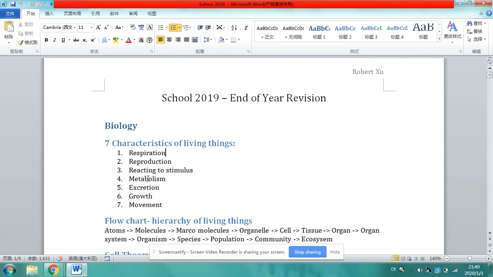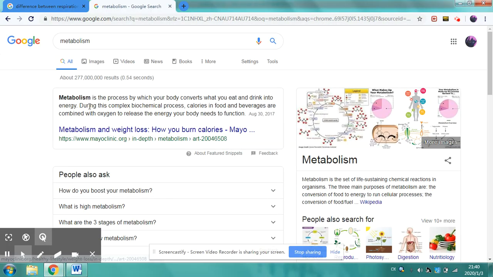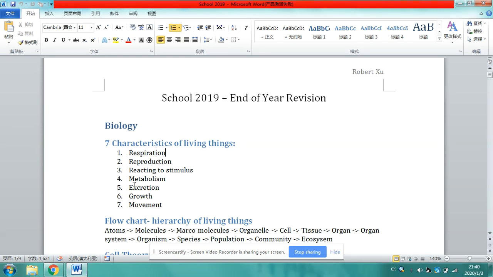Anyway, third one, reacting to stimulus. This one basically says, well, if the organism gets hurt, it's going to back away from whatever is making it hurt. Metabolism, this one is just painful. So I just looked online for a definition for metabolism. It says it's the process by which your body converts what you eat and drink into energy. So basically, this is all the chemical processes that are needed to make energy.